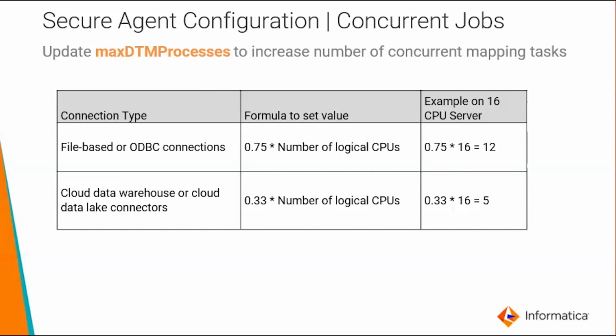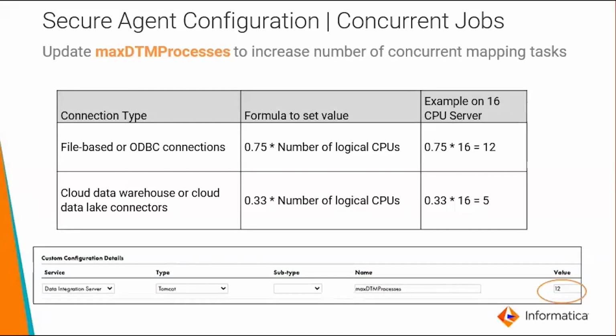It's advised not to set this value higher than the total number of CPUs available on the machine. So in this example, assuming that we have a 16 CPU server, we would multiply the number of CPUs by 0.75 if we have standard on-prem sources, and by 0.33 if we have cloud warehouse or data lake connections. And this is the custom configuration of the data integration server as shown here, so set to 12.